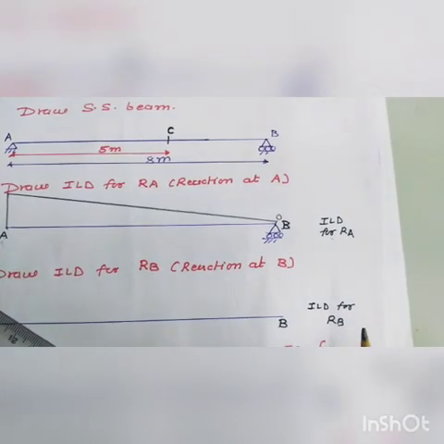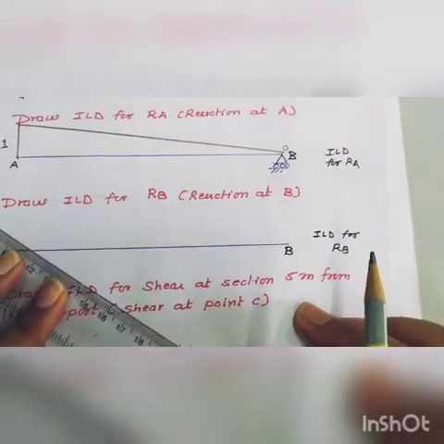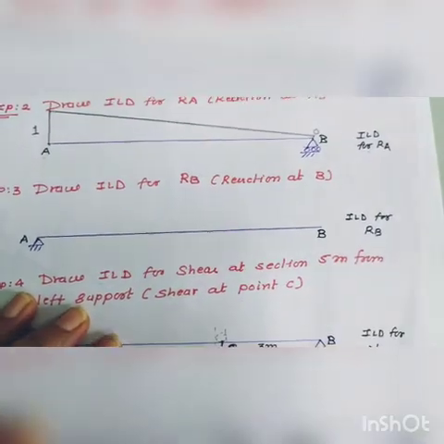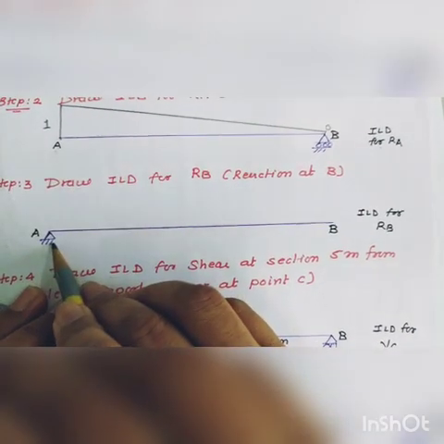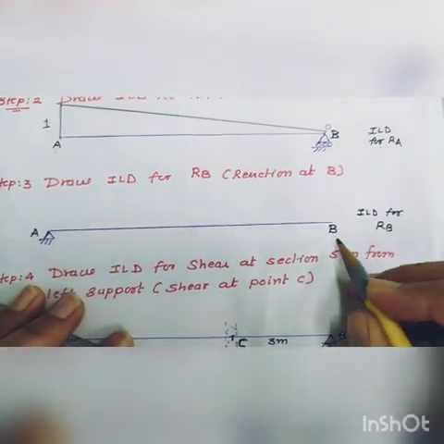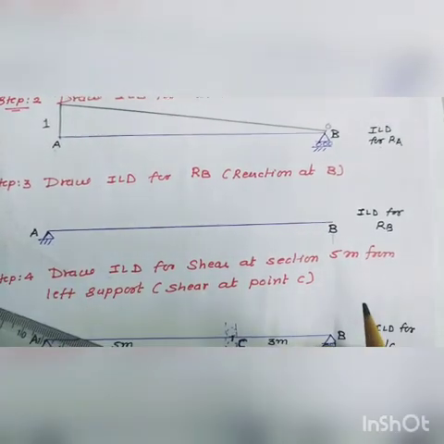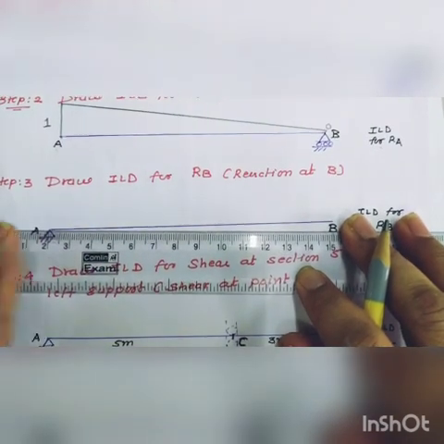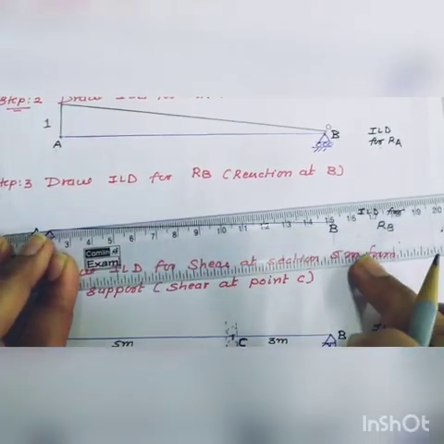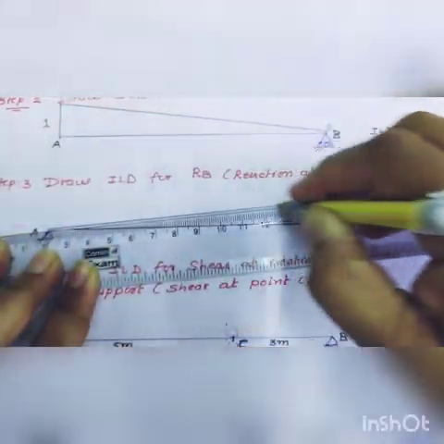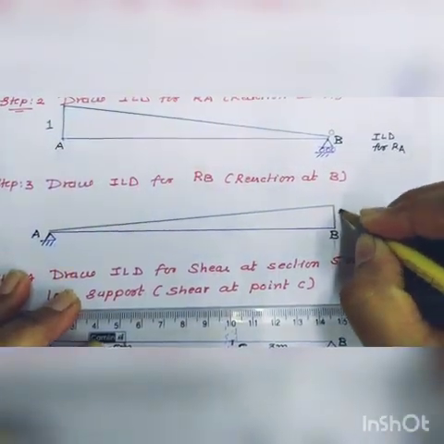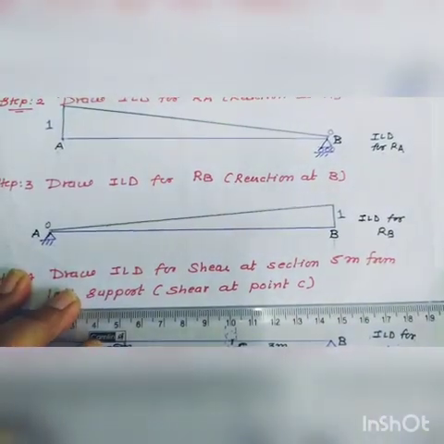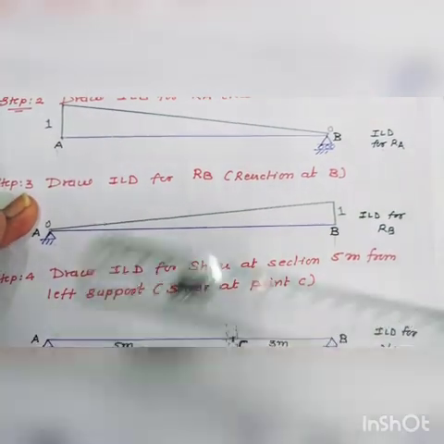Next step is to draw the ILD for RB, that is the reaction at support B. For reaction at support B, support A remains as it is, remove the support B and apply the vertical force at B. When we apply the vertical force at B, support A remains as it is and point B goes upward. And when we draw a line, it looks like this. At support B, the ordinate is 1 and at support A, the ordinate is 0. This is the ILD for RB.